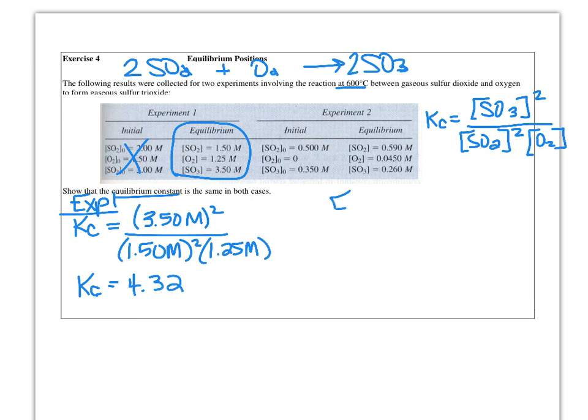All right, so if we do experiment 2, if it's the same equation at the same temperature, we shouldn't see the equilibrium change much. Now, it may change, we may see a slight difference because it's experimental data, but it should be about 4.3, okay? So same thing, we plug in Kc here. Notice I'm ignoring initial concentrations. I care about my equilibrium concentrations when I'm plugging in, okay?